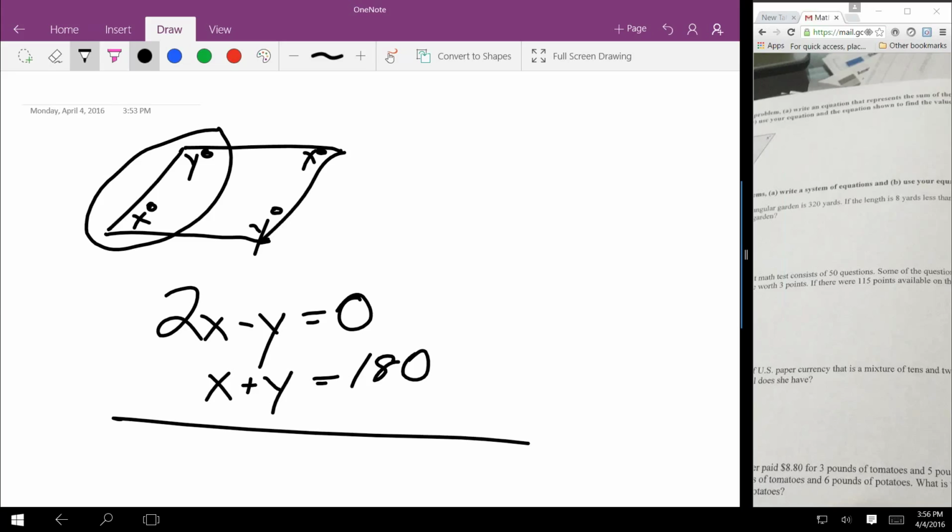What's the answer for x and y? X is 60. Which makes y, if it's supplementary, 120.